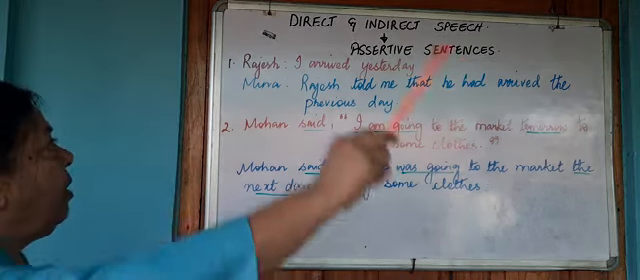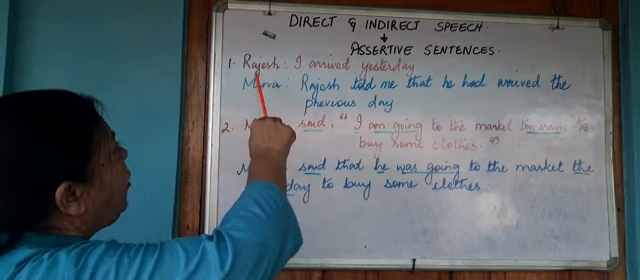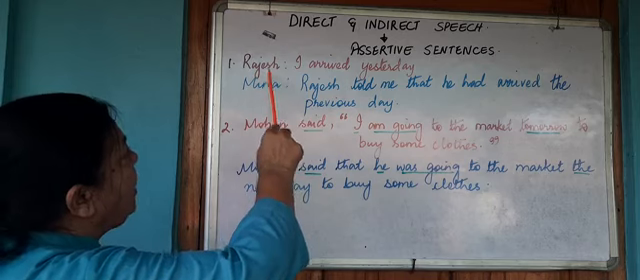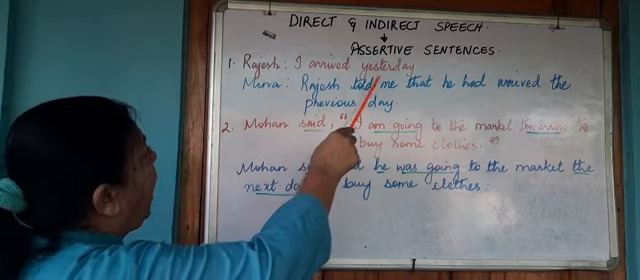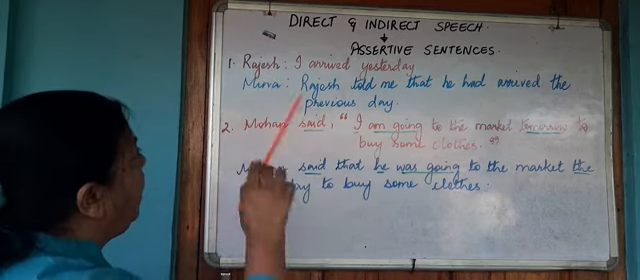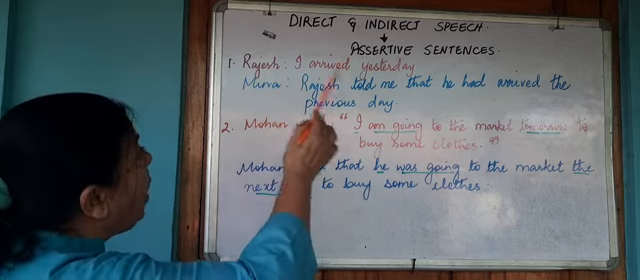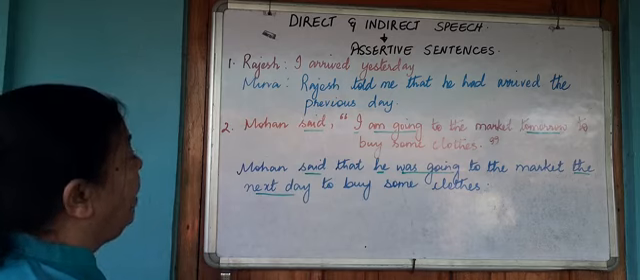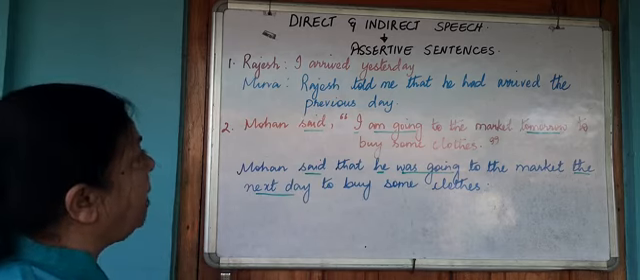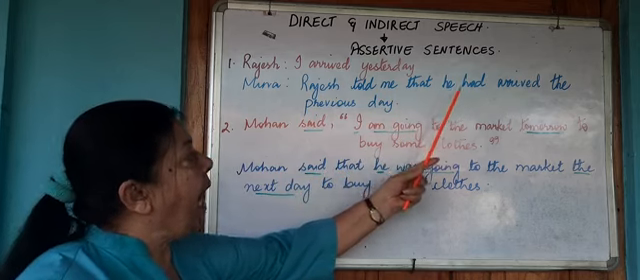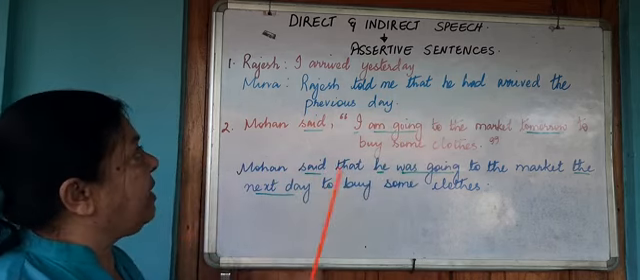Now, what is Rajesh telling Meenu? Rajesh says, "I arrived yesterday." Meenu is reporting, or telling us, what Rajesh has told her. And Meenu says, "Rajesh told me that he had arrived the previous day."